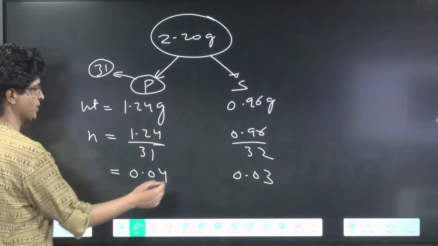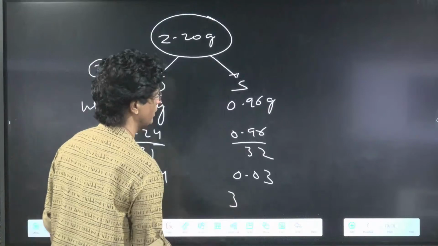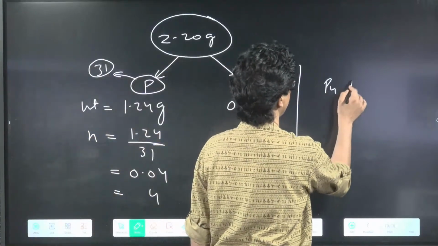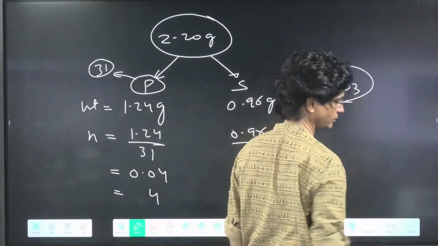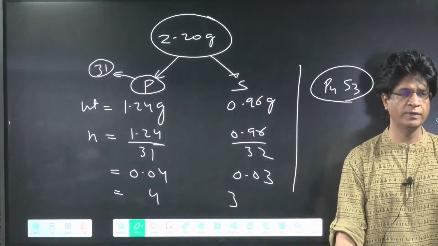0.03. But this is not a simplest ratio. I can multiply by 100. This will become 4 and this will become 3. So the formula will become P4S3. P4S3. Very good, bachcho. Very, very good.